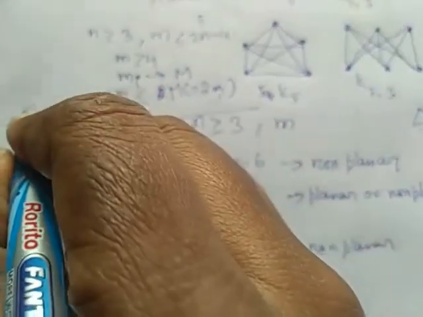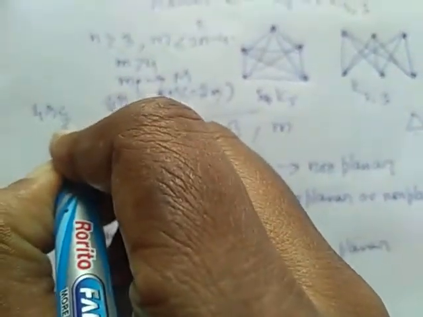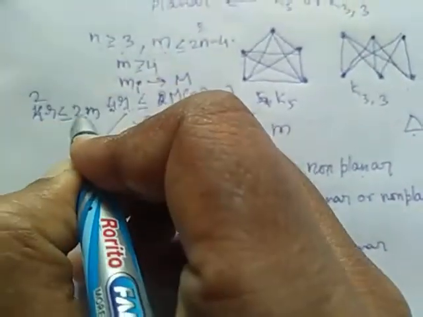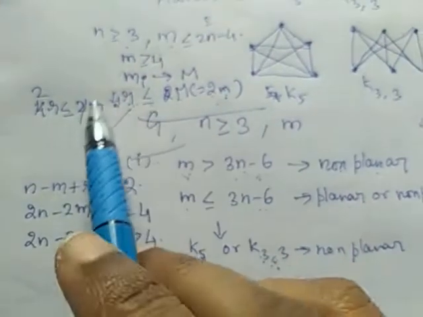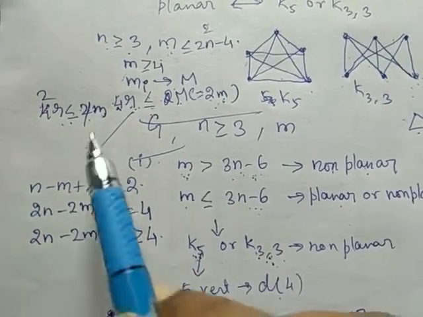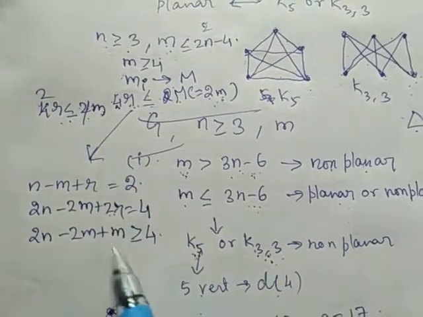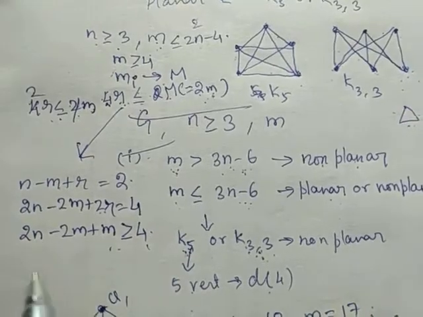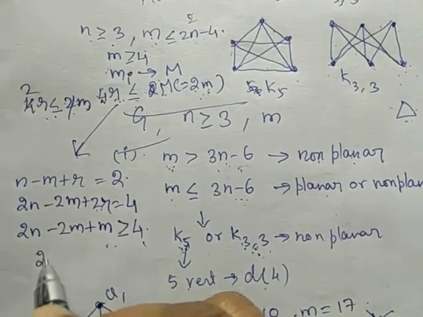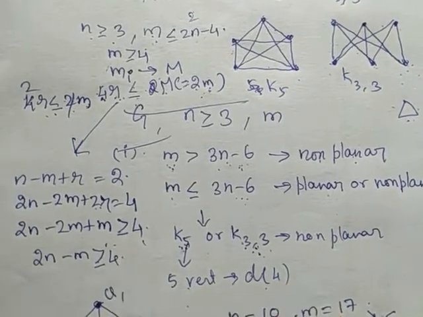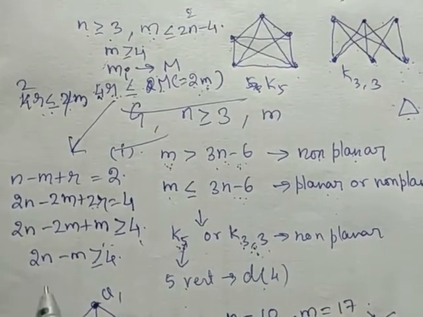See here, 4r is less than or equal to 2m. From here, we have 2r less than or equal to m. I am substituting 2r as m. Therefore, greater than or equal to 4. Just simplify this. We will get 2n minus m greater than or equal to 4. So that's what we have to prove.